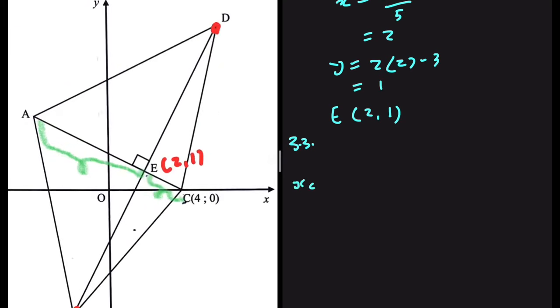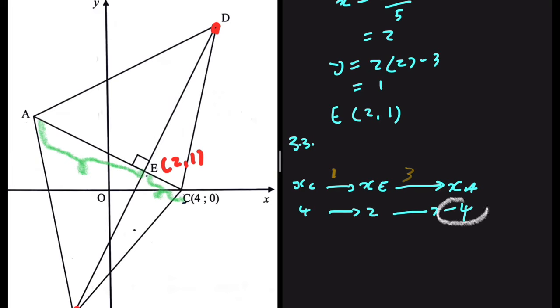X of C is 4 and X of E is how much? It is 2. What will be X of A? From X of C to X of E, we moved 2 units to the left. Our ratio is 1 is to 3. If we move 2 units to the left, then from X of E to X of A, we need to move 2 units to the left multiplied by 3. So we have 2 minus 6, which is minus 4. So that is how we can find the X value of A.